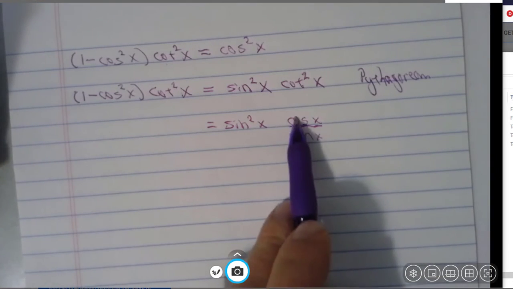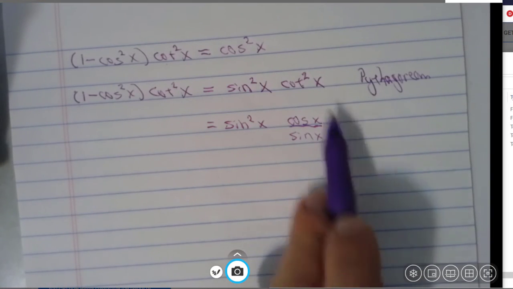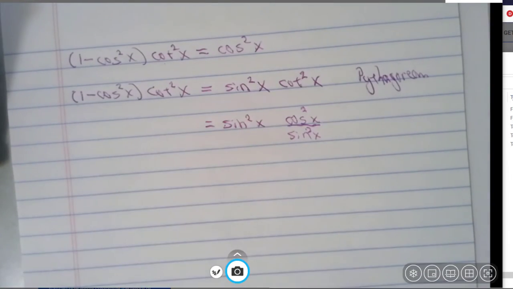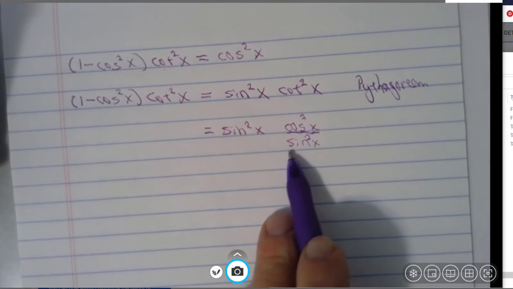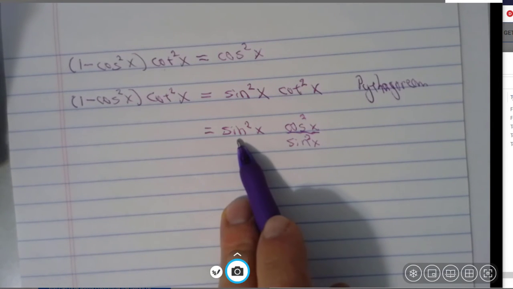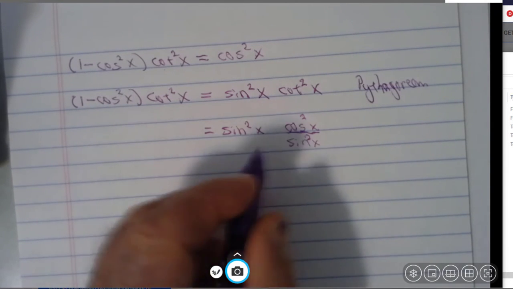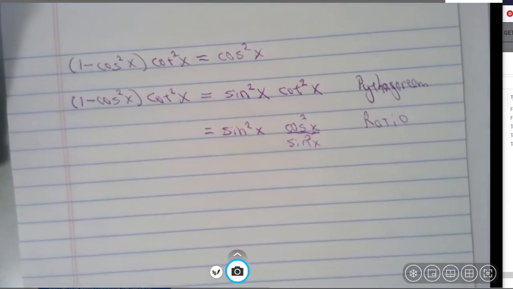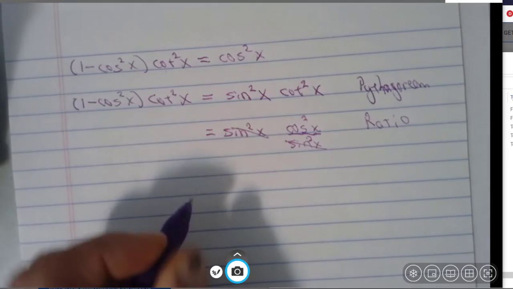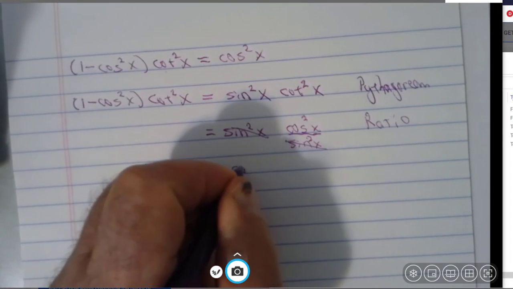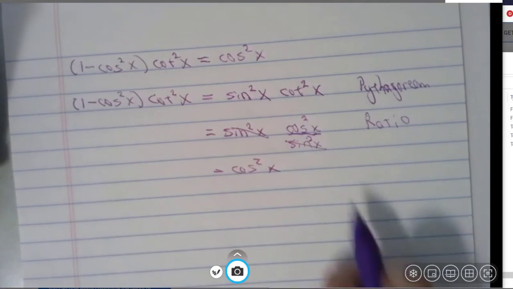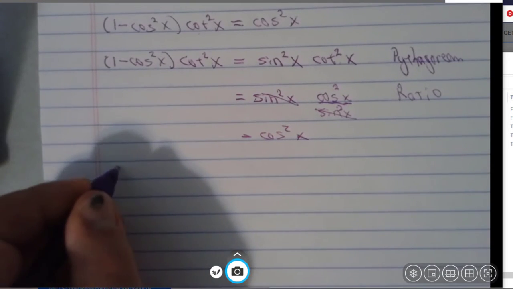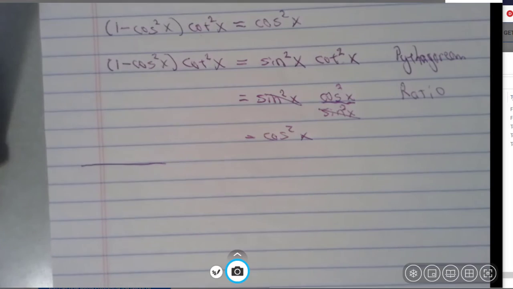And if I were to square this, then I'd have cotangent squared, right? And that would simply square both of these. So cosine squared x over sine squared x, times sine squared. Well, what I've done here is the ratio identity. And now you can see that sine squared x cancels with sine squared x, and we're left with cosine squared x. And there you have a proof. That's what we were trying to get to. So that takes care of the fourth problem.